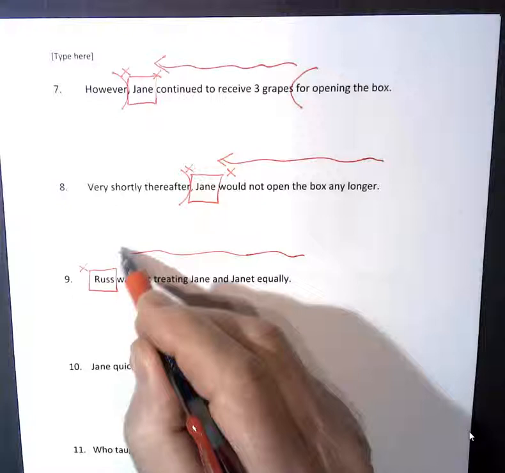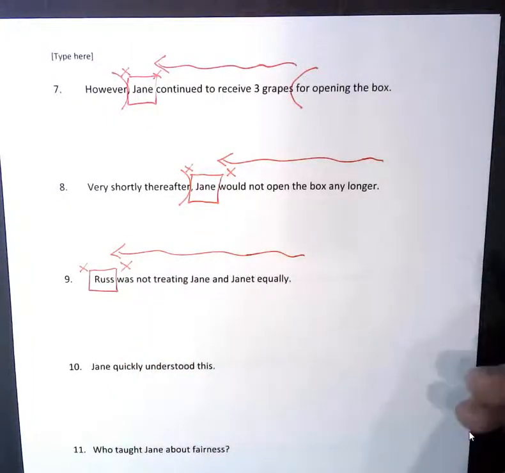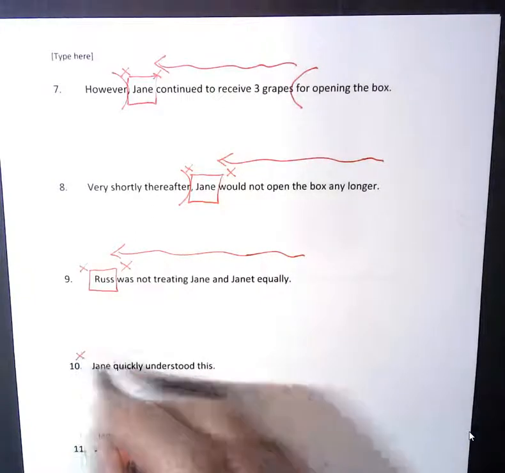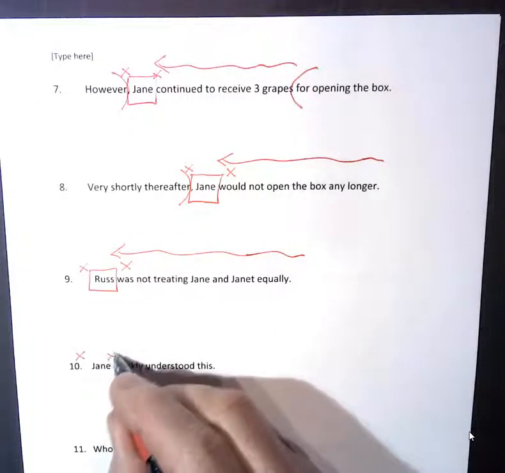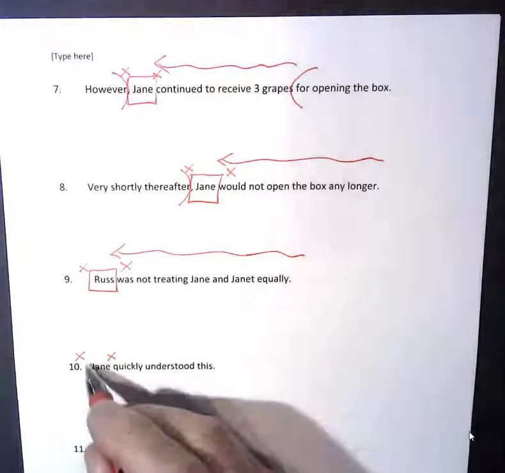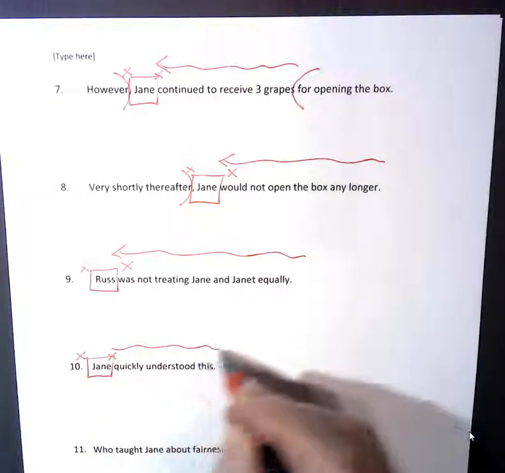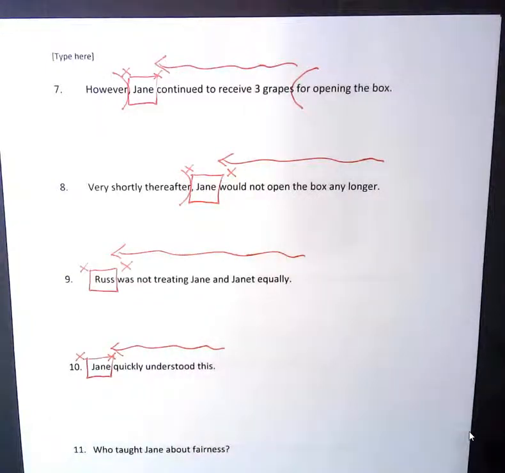Everything to the end of the sentence is the predicate. Jane quickly understood this. No X words, but I could say, did Jane quickly understand this? Jane did not quickly understand this, and Jane is the subject, and from the subject to the end of the sentence is the predicate.